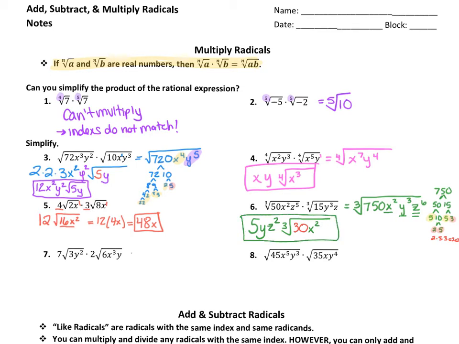Number 7, when you multiply them together, you'll get 14 square root of 18x^3y^3. Now I want to break down 18, so 9 and 2, 3 and 3. So on the outside, I'm going to have 14 times 3. Remember, whatever you take out from under the root is going to multiply by whatever is outside of the root. And on the inside, I'm going to have this leftover 2.